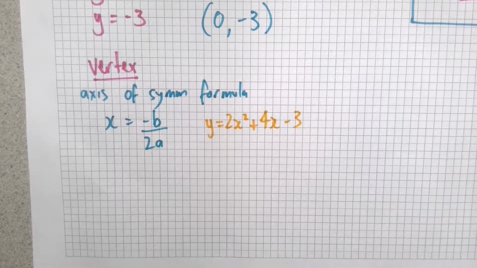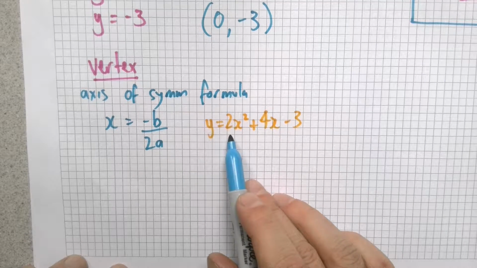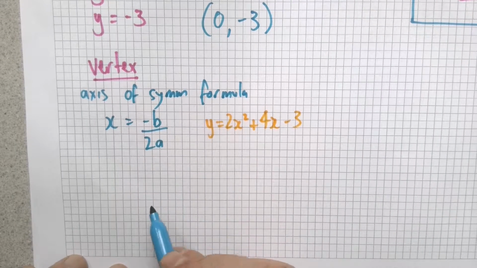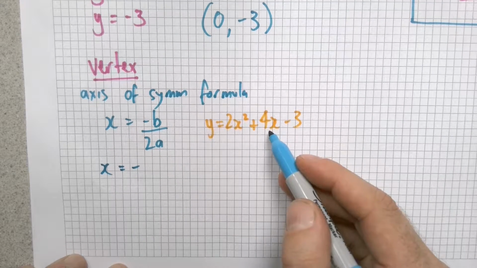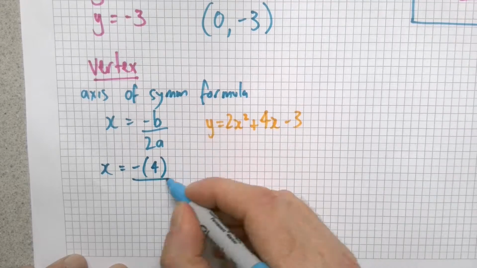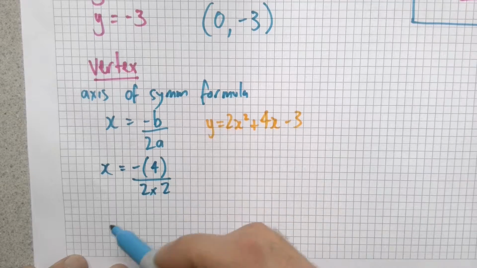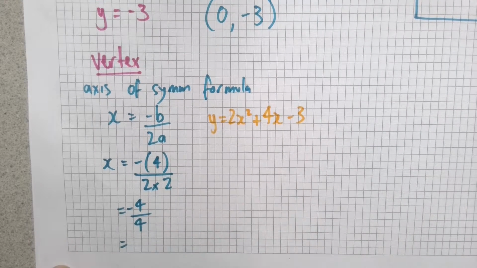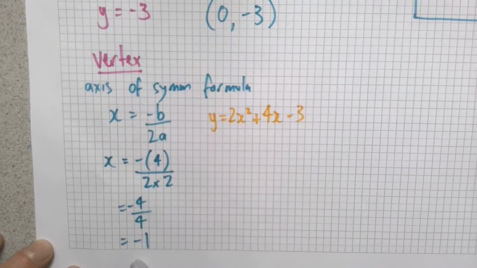The value of b is 4. And the value of a is 2. So I'm going to substitute those values from this equation into this formula here. So the value of x is going to be equal to minus 4 over 2 times a, which in this case is 2. Okay, so that becomes minus 4 over 4, which is equal to minus 1. So the axis of symmetry for this equation of the parabola is x equals minus 1.